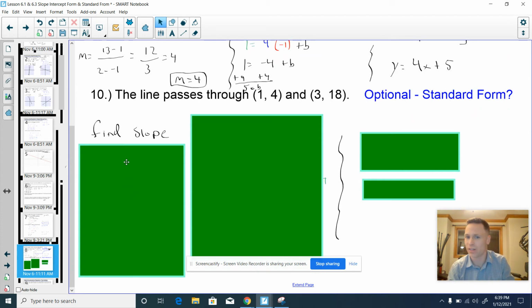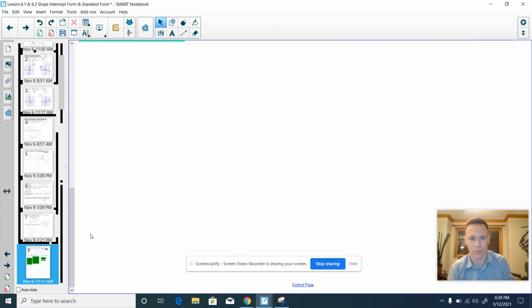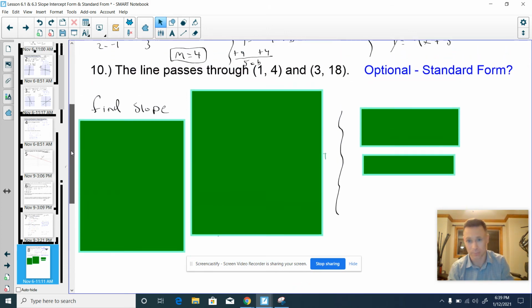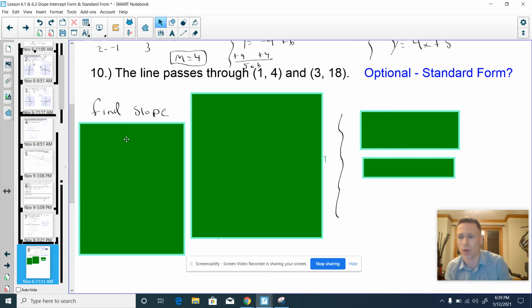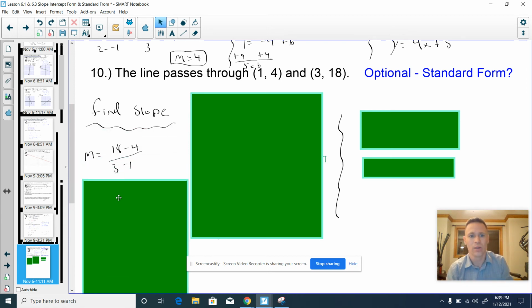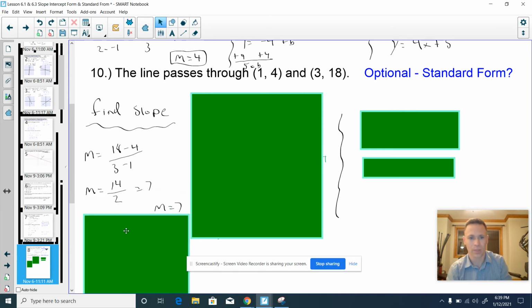First thing you're going to do is find slope, right? Extend the page here a little bit so I don't have to keep bouncing back and forth. So again, y2 minus y1 over x2 minus x1. So that would be 18 minus 4 over 3 minus 1. 18 minus 4 is 14. 3 minus 1 is 2. 14 divided by 2 is 7. So that gives me a slope of 7.